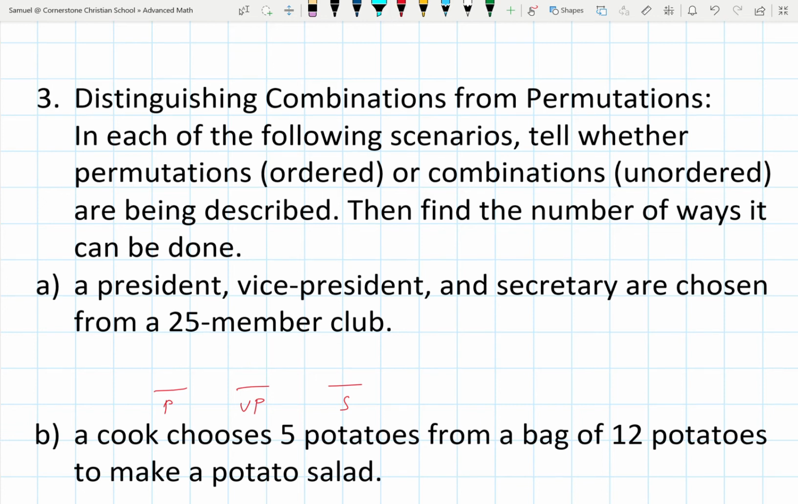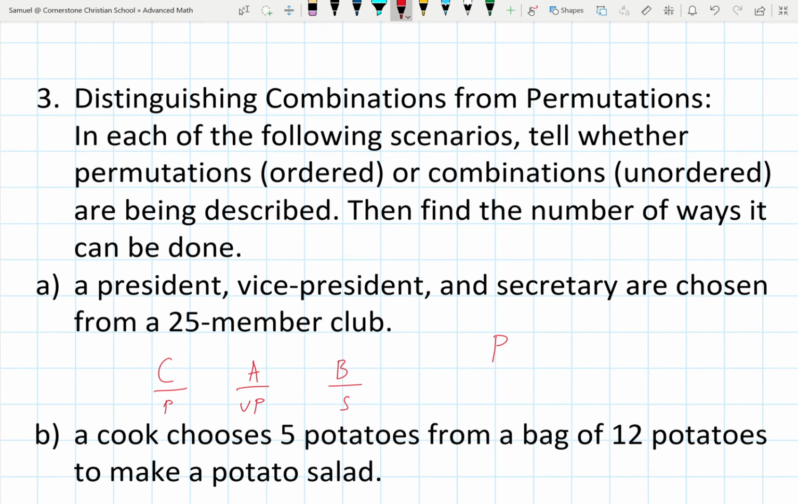What if the order in which I chose the exact same 3 things changes? C, A, B. Did it affect the outcome? Well, yes, because now someone else is president, someone else is vice president, and someone else is the secretary. So this is what we would call a permutation.